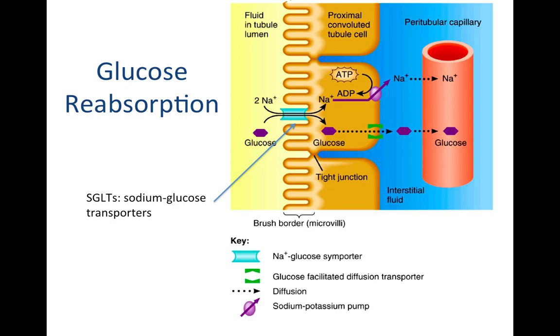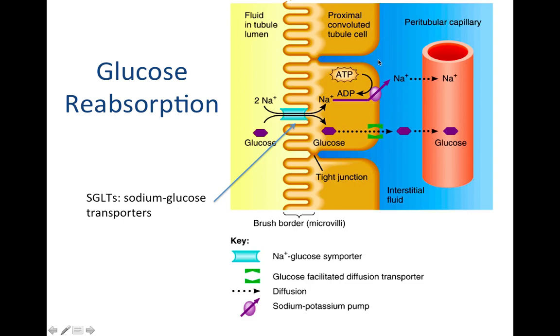Here's how glucose reabsorption looks in the renal tubule. All of these microvilli show me that this is a proximal convoluted tubule cell, because distal convoluted tubules do not have these microvilli, they're just flat-faced cells. So this should look very familiar if you have learned about carbohydrate absorption in the small intestine. We're going to start in a very similar way.